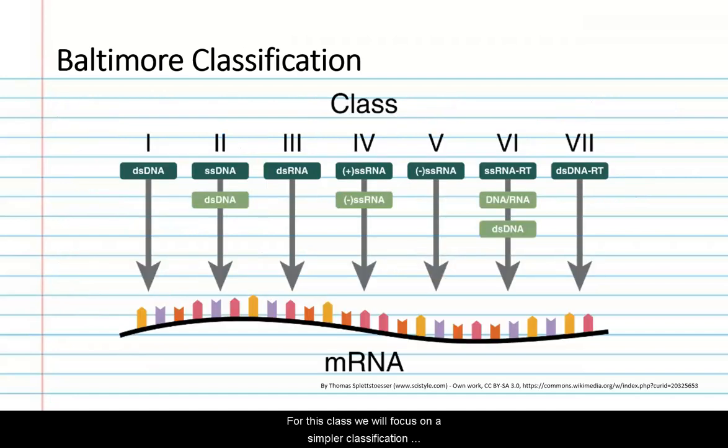For this class, we will focus on a simpler classification scheme, and this is called the Baltimore classification. This system was created in 1971 by a virologist named David Baltimore, and it divides viruses into 7 major groups based on their type of viral genome. This classification is useful because of the link between the viral genome structure and the viral life cycle, which is what we're going to talk about in our next video.